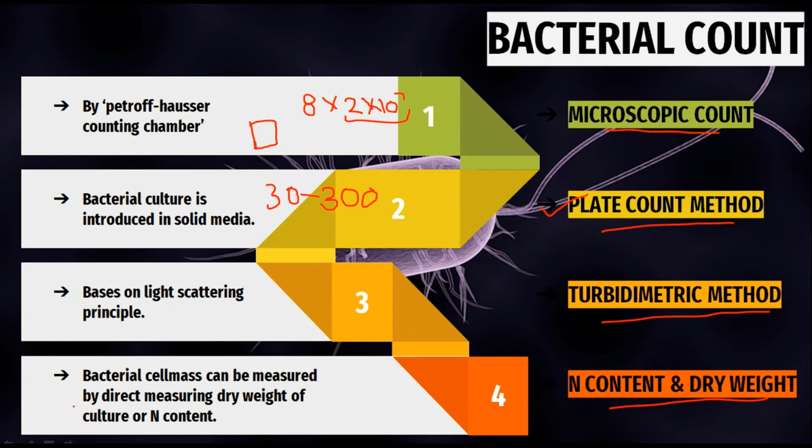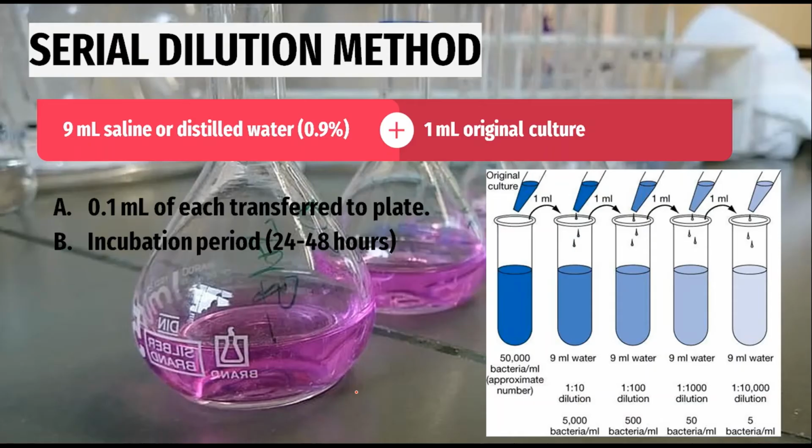So what happens? Bacterial cell mass can be measured by directly measuring the dry weight of the culture or the N content. As the name suggests, we are directly measuring by just drying it. Understood till here? Next we have the serial dilution method, which is applied in the plate count method.